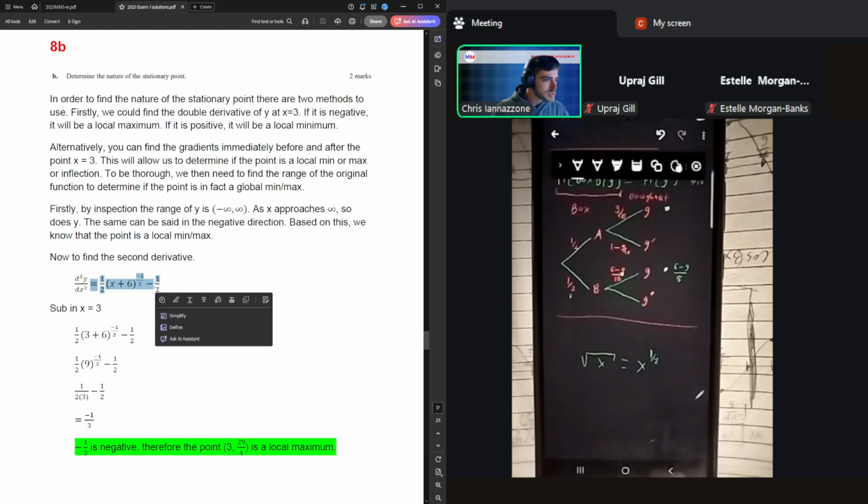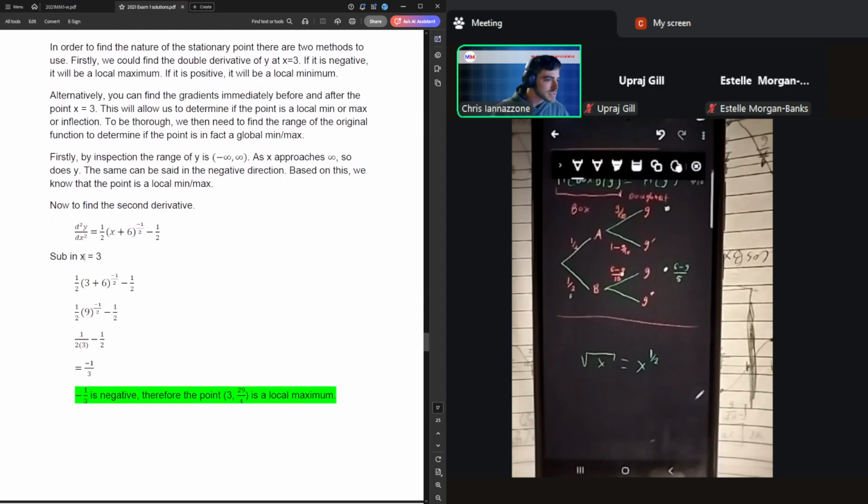You do your double derivative, so the derivative of the derivative, and sub in the x value that you want to test. You get a negative number. A negative number means you have a local maximum. The keyword local maximum is the most specific way of defining that. So if you say maximum versus local maximum, technically you'd rather be saying local for the more accurate answer.